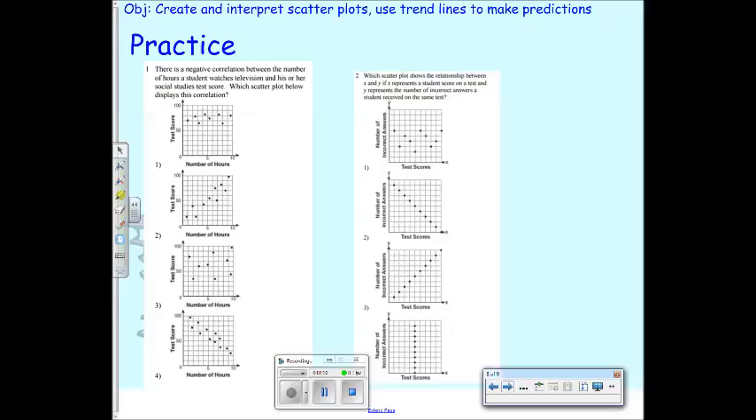So this first practice says there's a negative correlation between the number of hours a student watches television and his or her social studies test score. Which scatter plot best displays this correlation? So on your slides, write down which scatter plot best displays this correlation. I'm going to read it one more time. There's a negative correlation between the number of hours a student watches television and his or her social studies test score. All right, so this is number 1, this is number 2, number 3, and number 4.